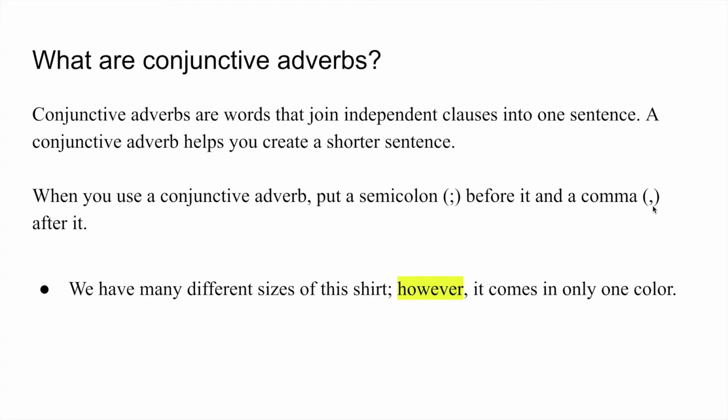So in an example sentence, we could say, "We have many different sizes of this shirt; however, it comes in only one color." We have many different sizes of this shirt, however, it comes in only one color.